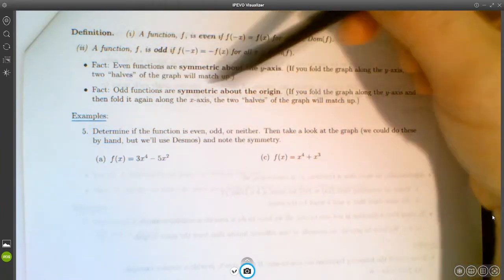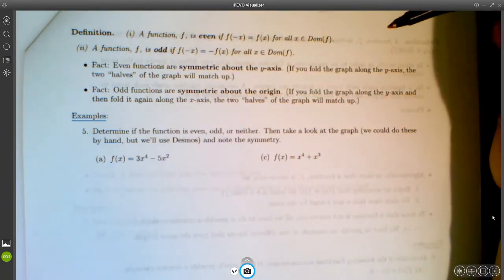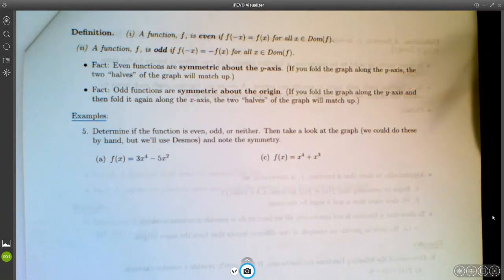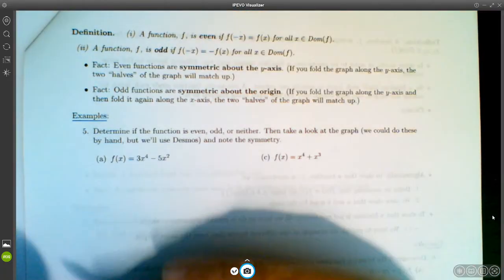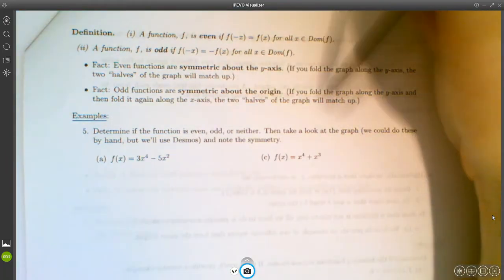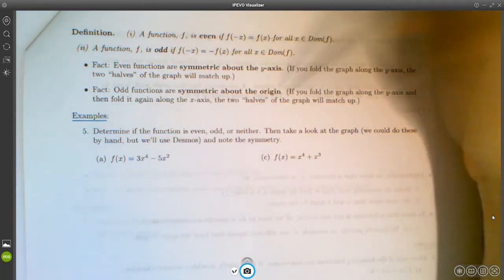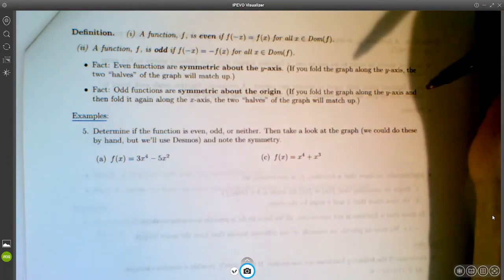Odd functions are symmetric about the origin. That means if you fold the graph along the y-axis, and then fold it again across the x-axis, the two halves of the graph will match up. So if that happens, then you've got symmetry about the origin.